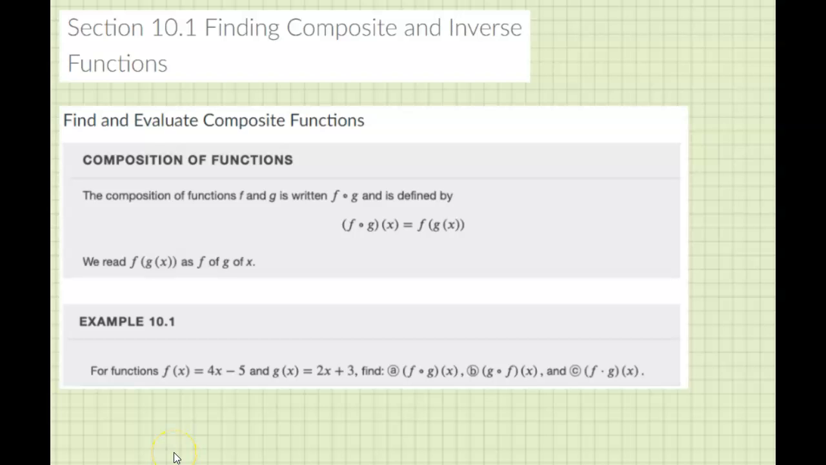A composite function, the notation is like f, a little o, and a g. This is not multiplication. It's read as f of g of x. So what f o g of x means is that you are plugging in the function g into the function f.